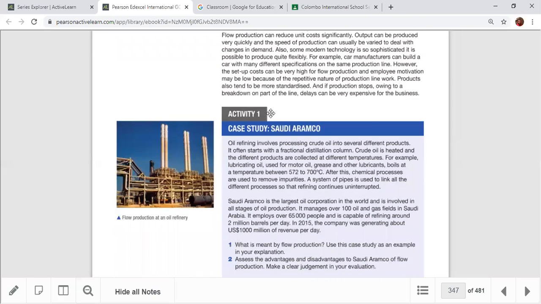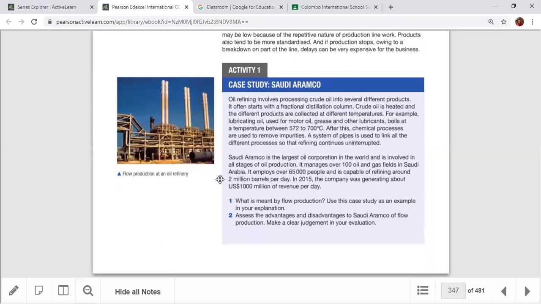Let's go to activity number one, Saudi Aramco company. Saudi Aramco is one of the world's biggest companies. Oil refining involves processing crude oil into several different products. It often starts with the fractional distillation column. Crude oil is heated, and then different products are collected at different temperatures. For example, lubricating oil, used for motor oil, grease and other lubricants, boils at a temperature between 572 and 700. After this, chemical processes are used to remove impurities. A system of pipes is used to link all the different processes so that the refining continues uninterrupted.